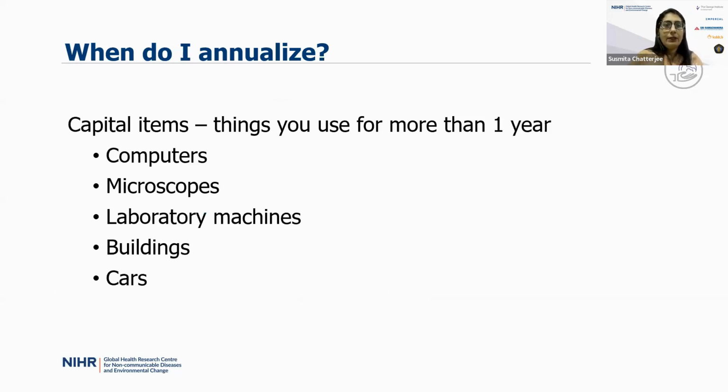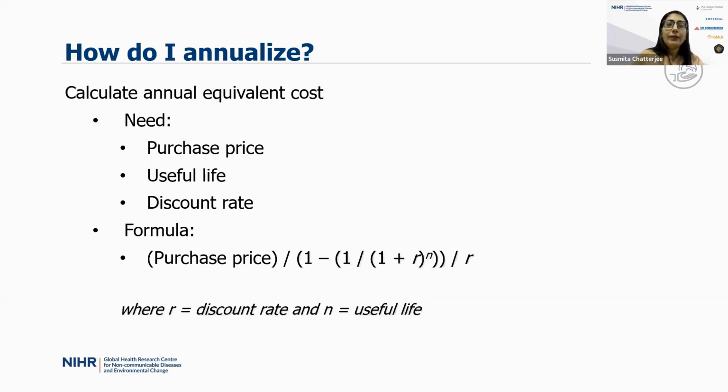What are those? When do I annualize? As I say, for capital items which last longer than 1 year, computers, microscope, whatever, building, car. Okay, how do I annualize? This is the formula. It's a very simple formula. You just put it in your Excel. Exactly this is the way, and you will get it.